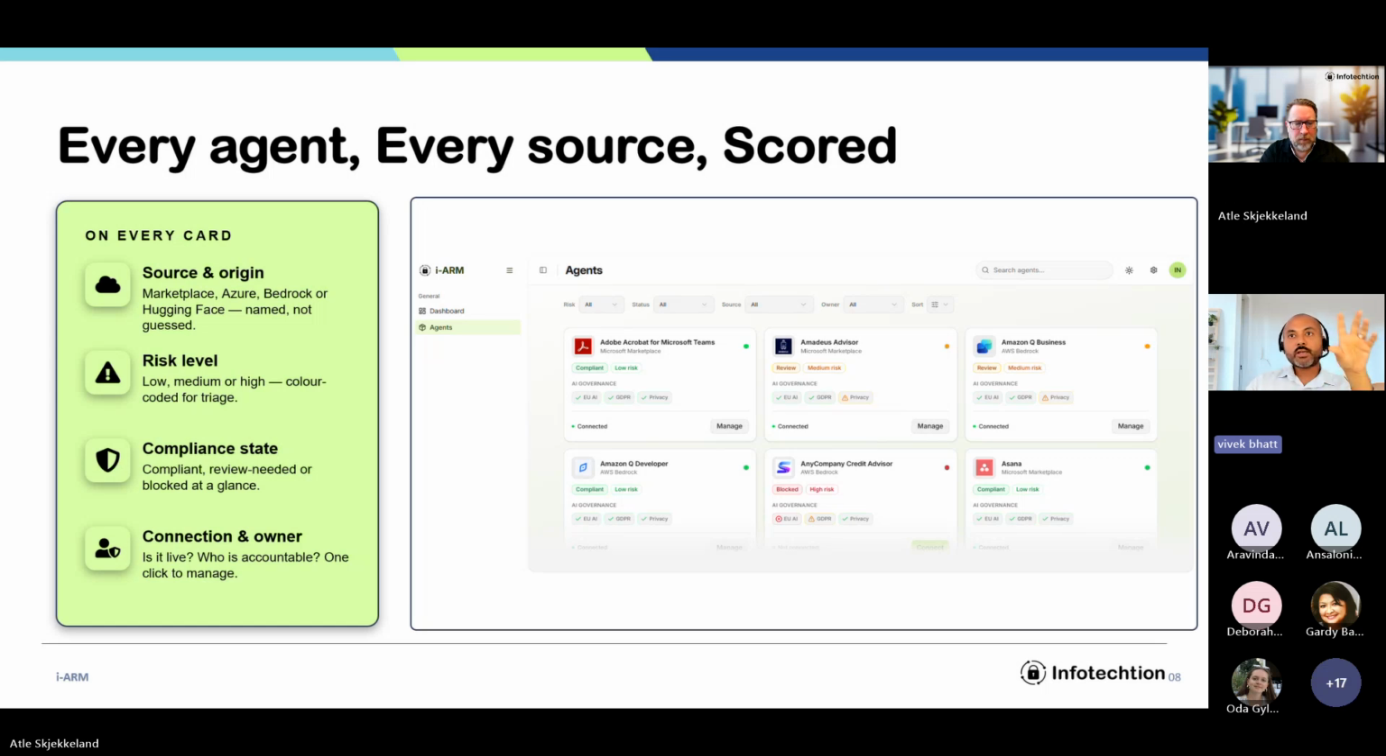So every card has a source and an origin, a risk level, a compliance state, which again is built on the predefined templates. We have it on the roadmap for you to bring your own template so that the agents are evaluated against your requirements in addition to standard industry requirements. And then the connectivity: is there a live telemetry feed to that agent? Are we collecting any signals, which means the agent is active and doing something, or is it an agent which is just there, not doing anything and not accessing any data? Next slide, please.